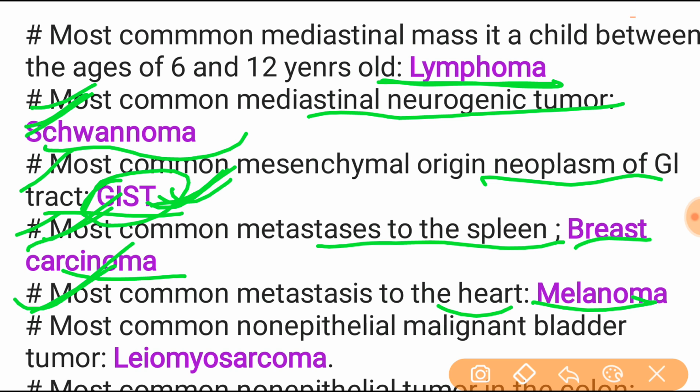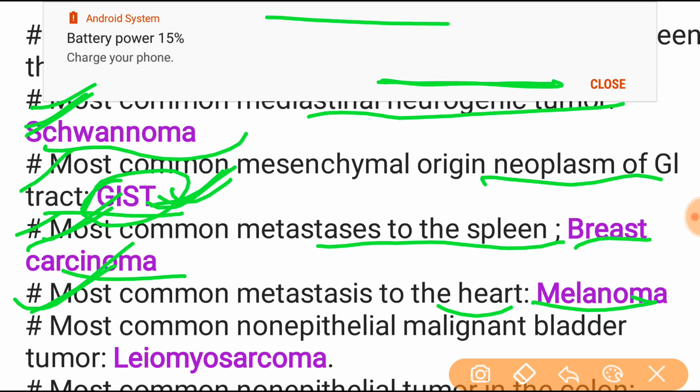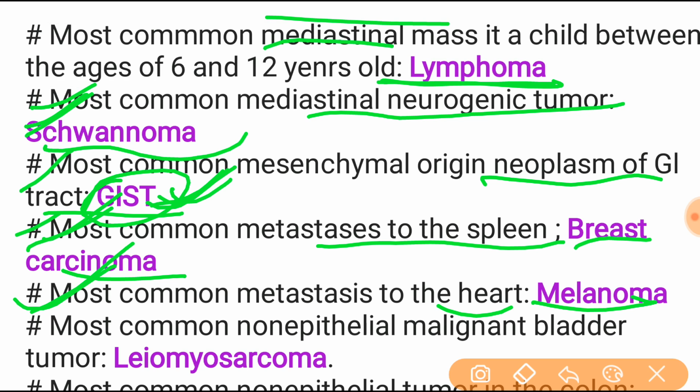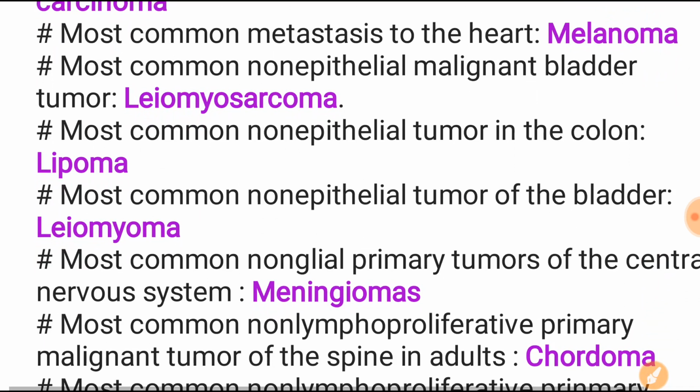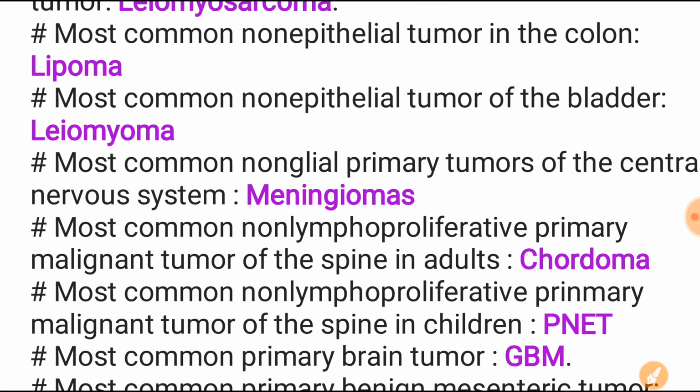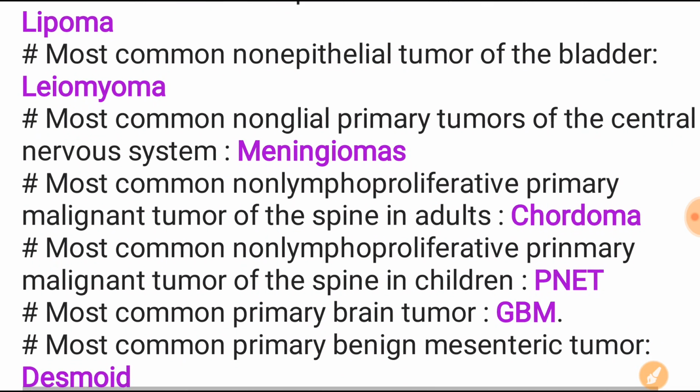This is most important. The most common non-epithelial malignant bladder tumor is the rhabdomyosarcoma. This is also an important question. The most common non-epithelial tumor in the colon is lipoma, and the most common non-epithelial tumor of the bladder is myoma. The most common non-glial primary tumor of the central nervous system is meningioma.